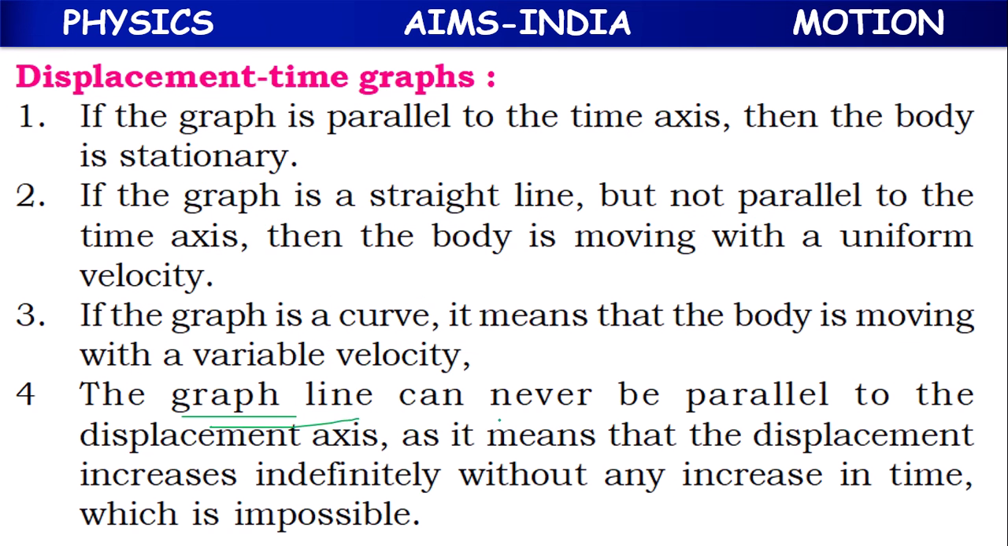The graph line can never be parallel to the displacement axis. If this is displacement and this is time, the graph can never be parallel to the displacement axis. Why? If it were, in the same time the body would have different displacements, or the displacement would increase indefinitely without any increase in time, which is highly impossible.